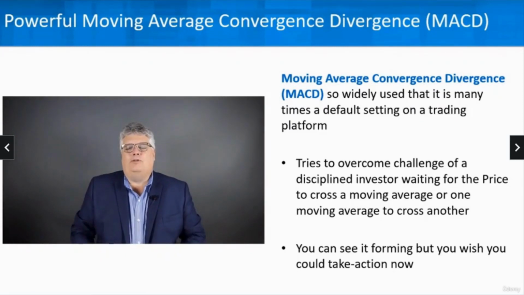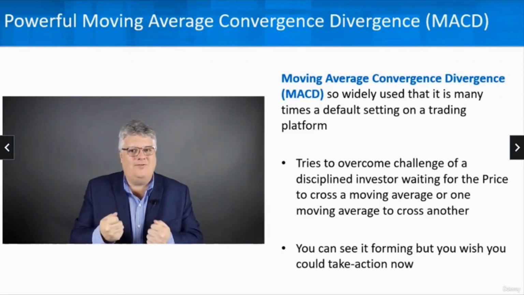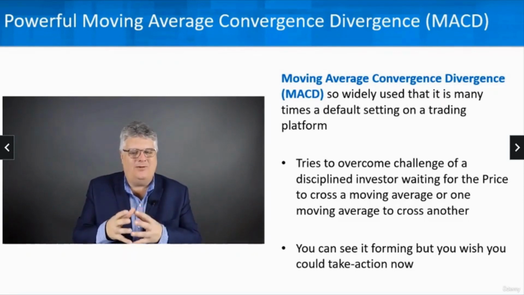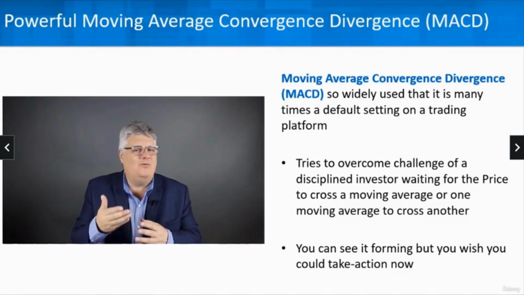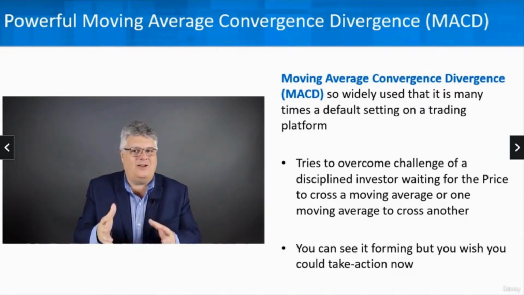And the reason it's popular is it's trying to overcome that challenge that a good disciplined investor has. We want to be good disciplined investors, and we have that challenge where we're waiting for the price to cross over a moving average, for example, or another moving average to cross over another. We're waiting for this crossover rule to happen, and we can see it forming. We can see it's coming. We're hoping it's going to come, but you wish you could take action now, right? You wish, could I just get in a little bit earlier? Do I have to wait for the crossing? Well, yeah, you're a disciplined investor.